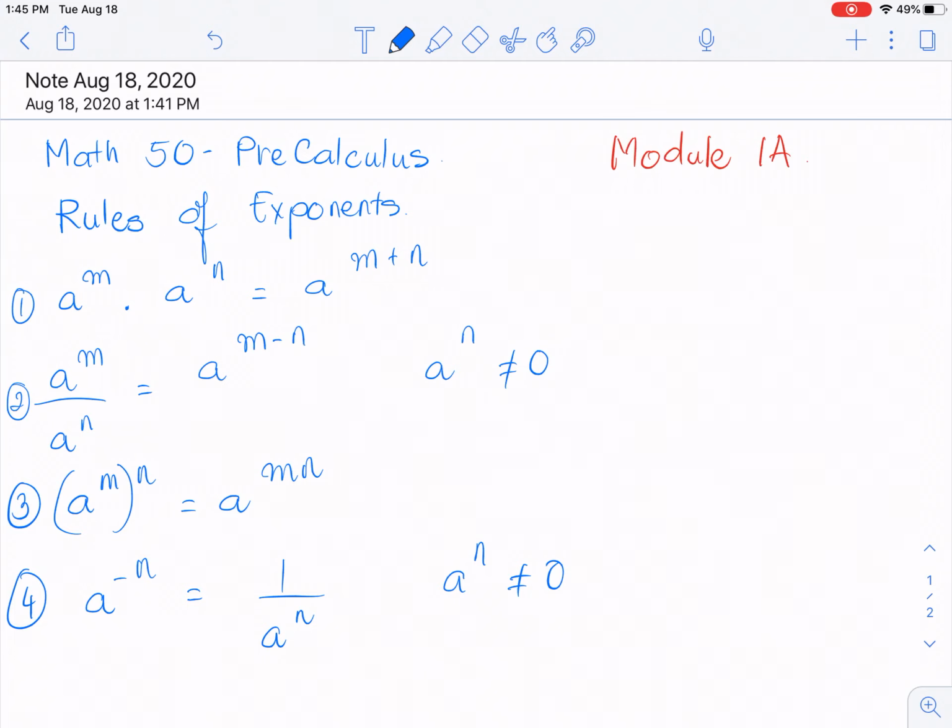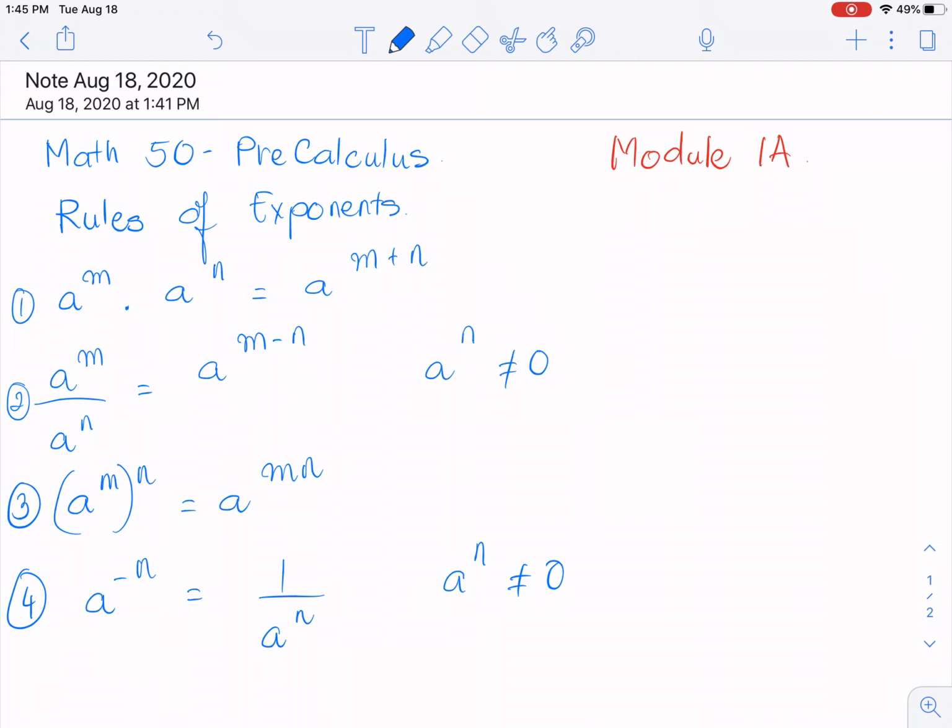Hi class, this is module 1A, rules of exponents. I want to remind you the rules of exponents. I'm not too worried about the names, but number 1 is product rule, 2 is quotient rule, 3 is power, and number 4 is negative power. As long as you memorize the rules, you're good.